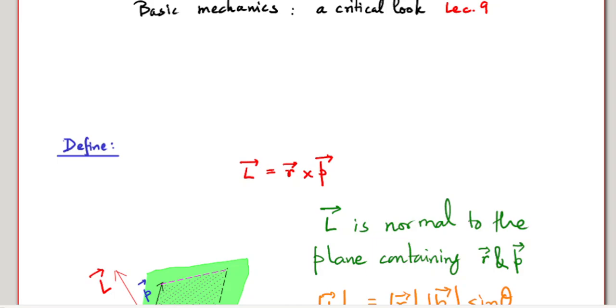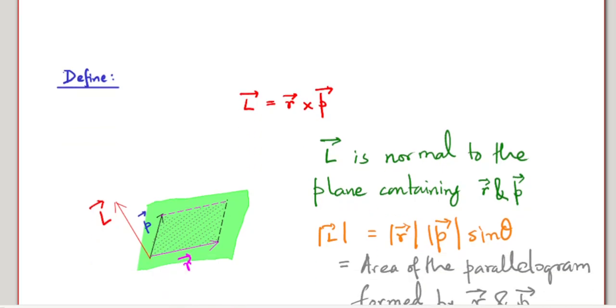Right now we are defining angular momentum for a given point particle. R, of course, is the position vector of that particle and P is the momentum of that particle. Both, of course, are being measured by some specific observer, and for the time being we are going to assume that the observer is an inertial one.